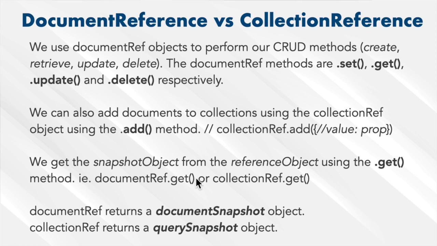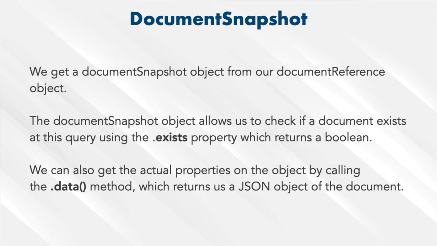If this paradigm concept seems a bit confusing as to why it is this way, it is easy to find articles written about this extensively because CRUD has been around for quite a long time and it's a pretty popular paradigm of working with databases. But moving on to the document snapshot object that we get from our document reference object, it allows us to check if a document exists at this query using the .exists property, which gives us back a Boolean. We can also get the actual properties on the object by calling the .data method, which returns us a JSON object of the document.